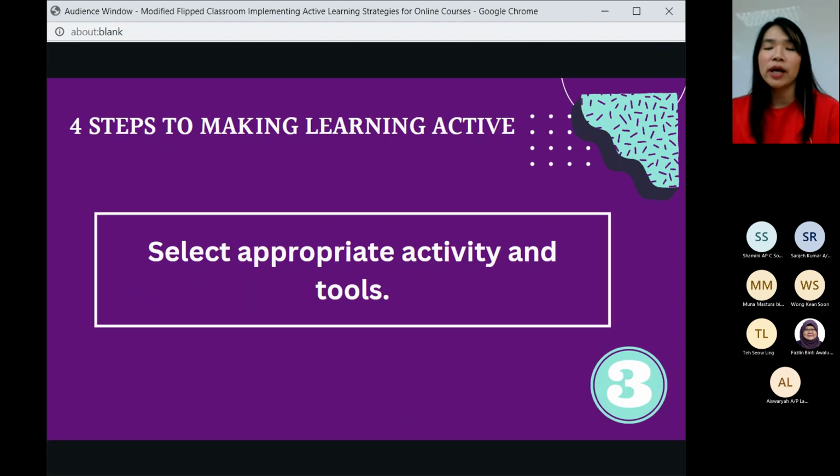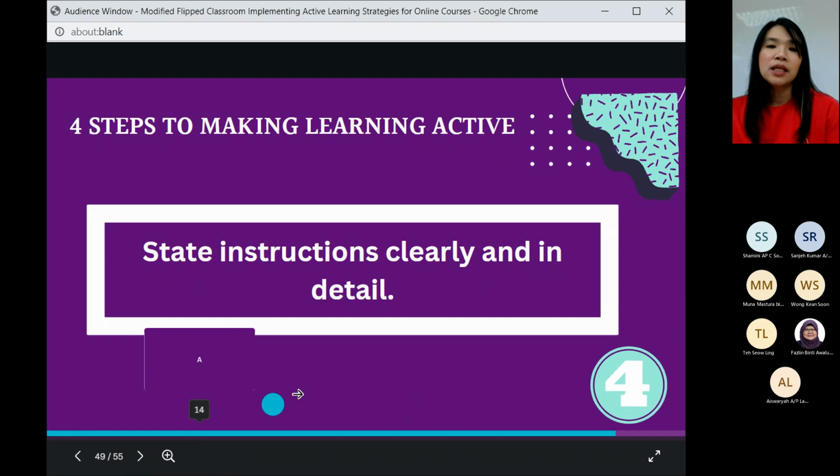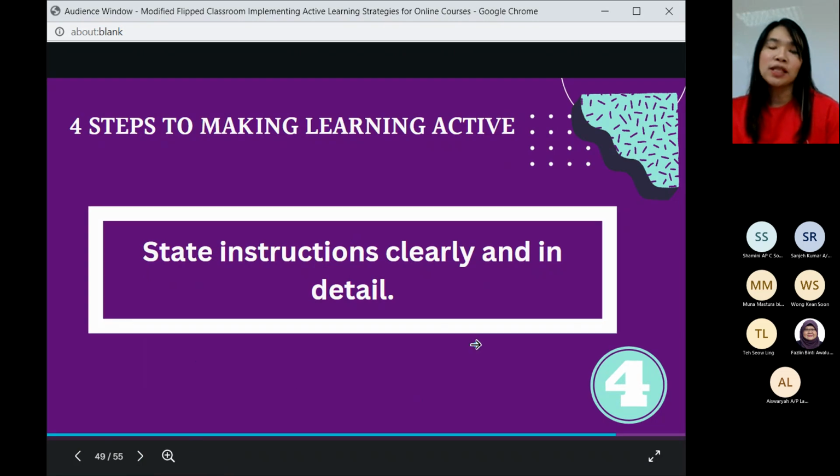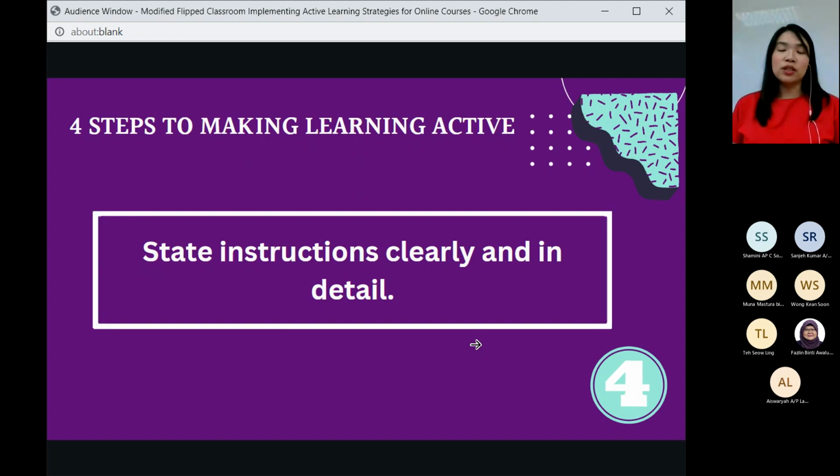Like I said just now, after you identify the need to know, you choose the suitable activity or strategies that you can use in your lesson. Lastly, state instructions clearly. This one was also mentioned by Ms. Shamini just now.